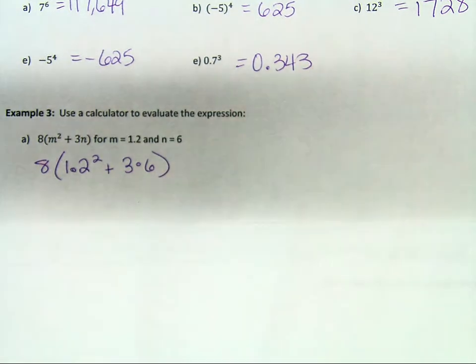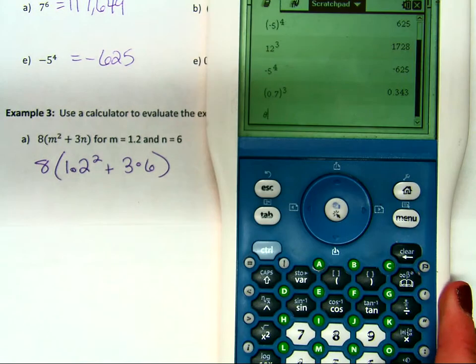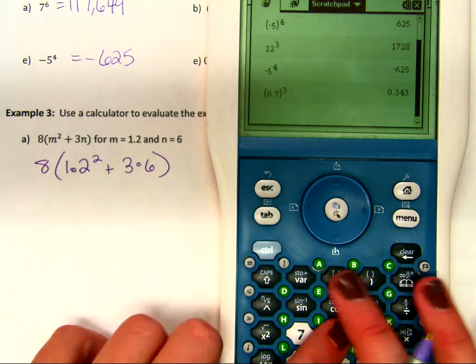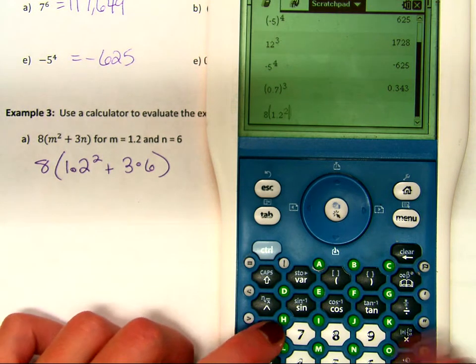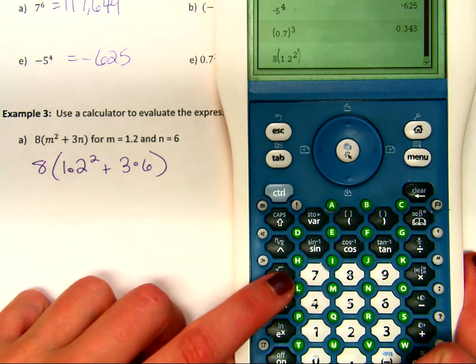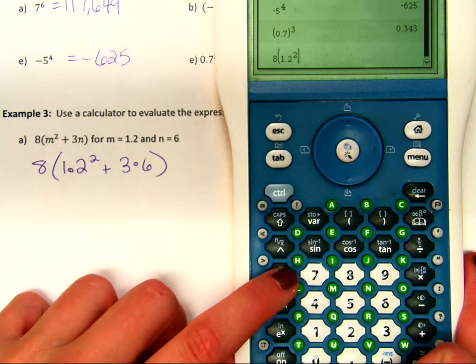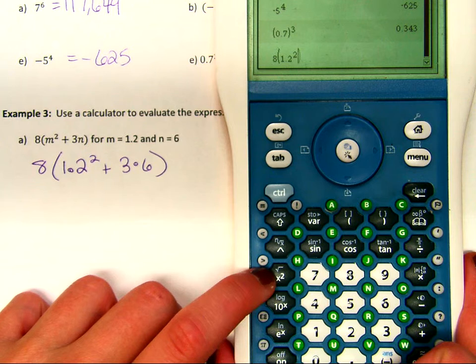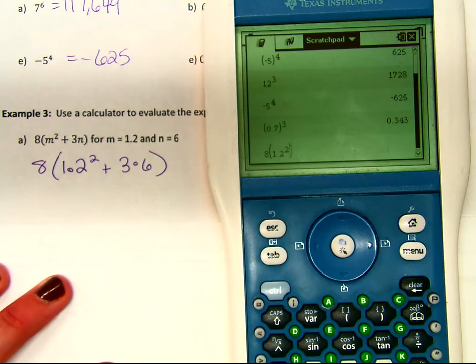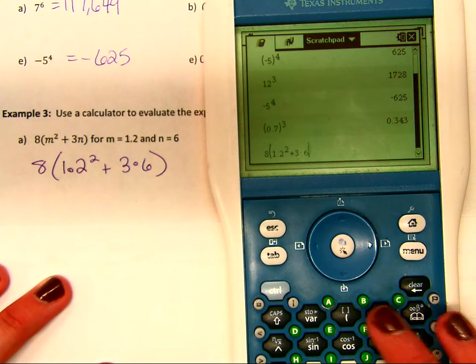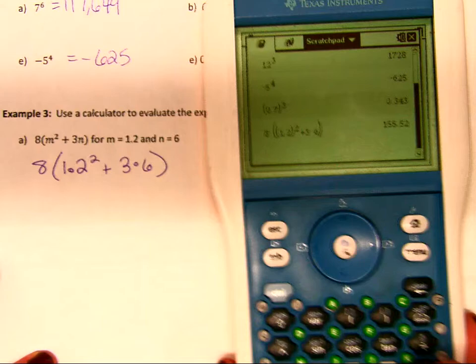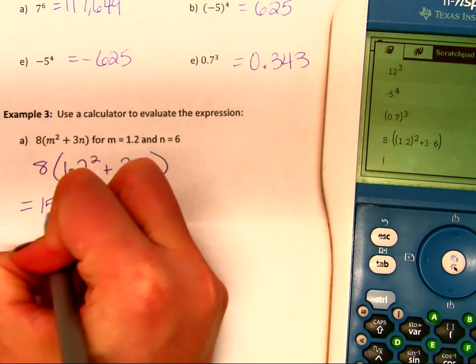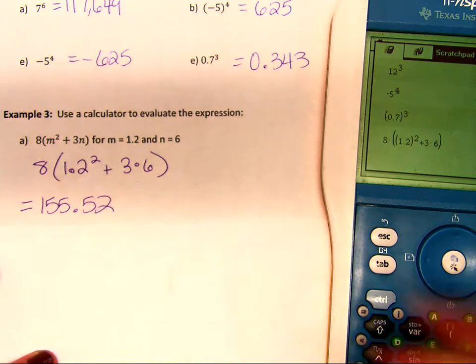So I'm going to type in this whole expression. Okay, so 8, I'll put the parentheses, 1.2 squared. Actually, there's a squared button right here. You can use the caret if you want, but this is the second power. They've got a button there for you. Plus 3 times 6, and I'm going to close my parentheses. And that gives me 155.52. The calculator automatically uses order of operations for you, so that's kind of nice.